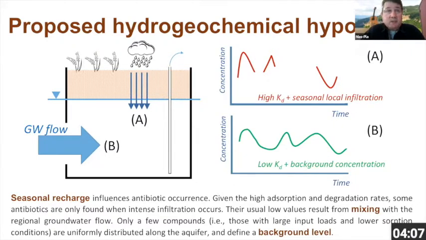Because both contaminants are reactive and they undergo sorption and degradation, it is our hypothesis that those that have low partition coefficient values will belong to those that appear in the background, as for example, sulfamethoxazole. Whereas the others, the quinolones, which have larger distribution coefficients, will be retained in the soil and then appear only when this intensive recharge event takes place. Next slide, please.